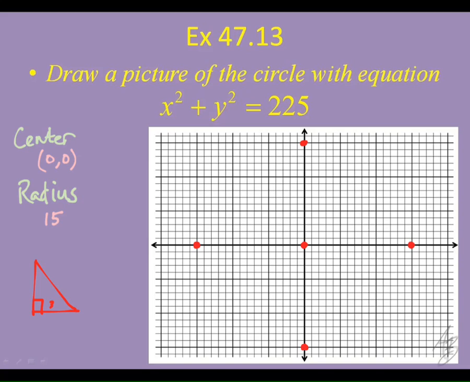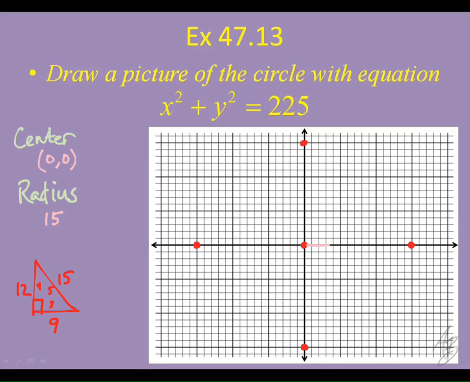So if I put 3, 4, and 5 in this triangle here, I need the hypotenuse to be 15, so what do I do? Multiply everything by 3. So a 9, 12, 15 triangle is going to be able to help us out here. So just drawing a couple of them in here. Again, each of those dark lines is 5.